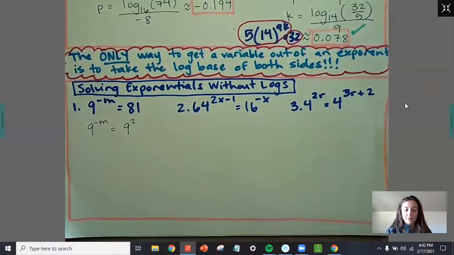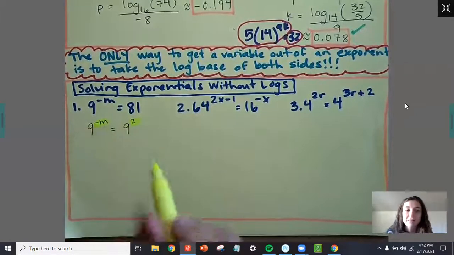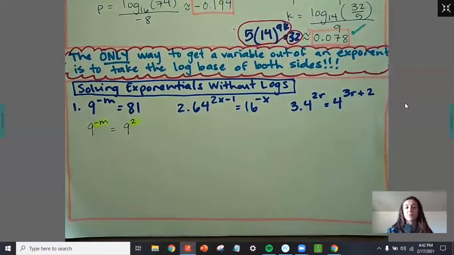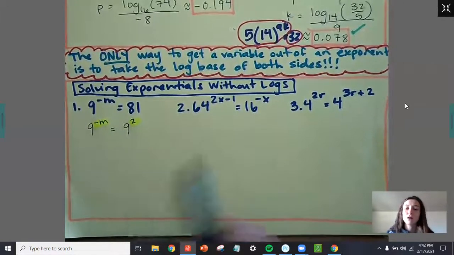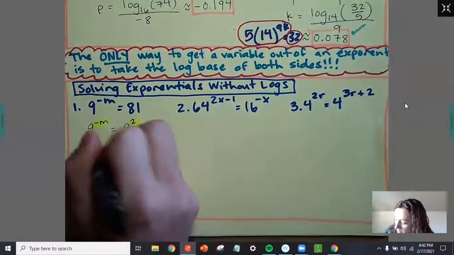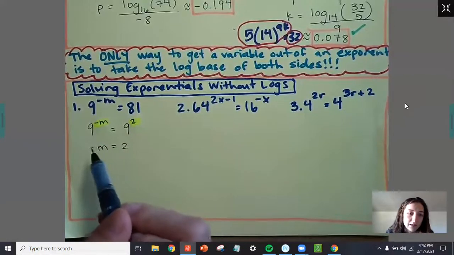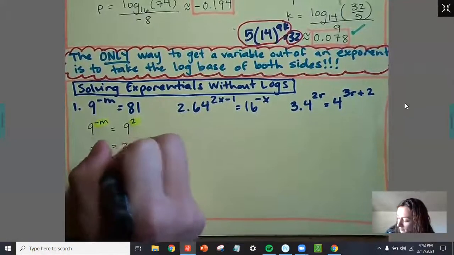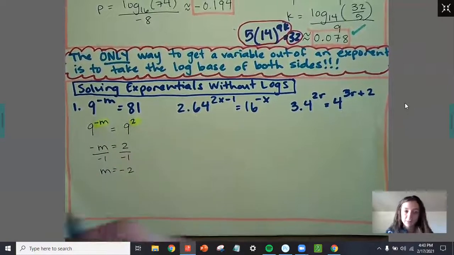And now that we have the same base here, the only way that these two things can be true is if their exponents are equal to each other. So we're not going to cancel out the base 9s here. What we're going to do instead is just set the exponents equal to each other. So it's negative n equals 2, and then the only thing we have to do to get n by itself is divide by negative 1. So n equals negative 2.